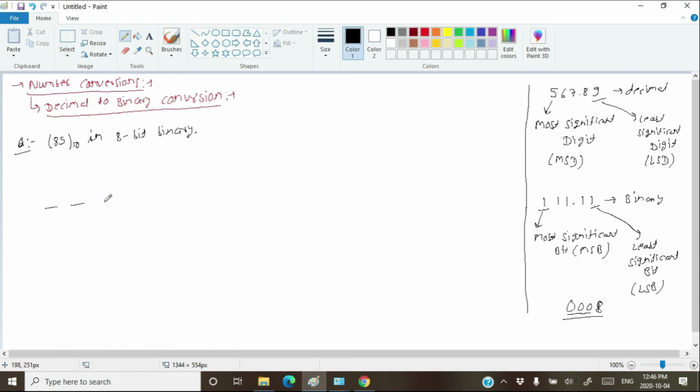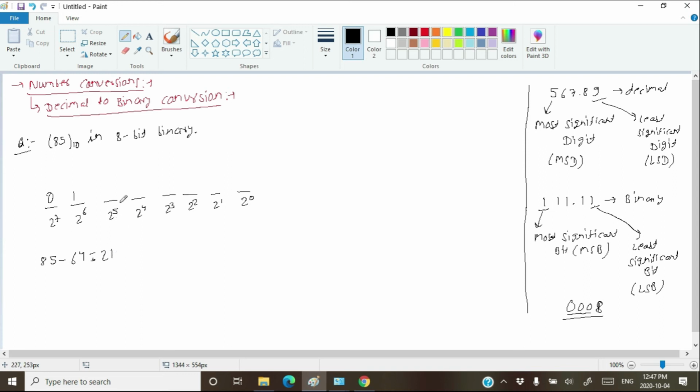Take the 8 positions once again: 2 to the power 0, 2 to the power 1, 2 square, 3, 4, 5, 6, 7, and here you have 85. Can I include 2 to the power 7, that means 128, in my binary? No, 128 is more than 85, so I cannot include. Can I include 2 to the power 6, that means 64, in my binary? Yes, we can include 2 to the power 6. You can include the 64. And here the remaining number will be 21.